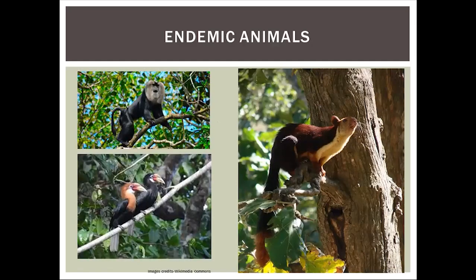Then we have discussed the endemic animals of India. The first one was lion-tailed macaque. It is an endemic animal found in the southern part of the Western Ghat. Then we have discussed the Indian giant squirrel. This squirrel lives on the trees and constructs nests on the trees. It is an omnivorous squirrel. It feeds on the fruits and flowers.